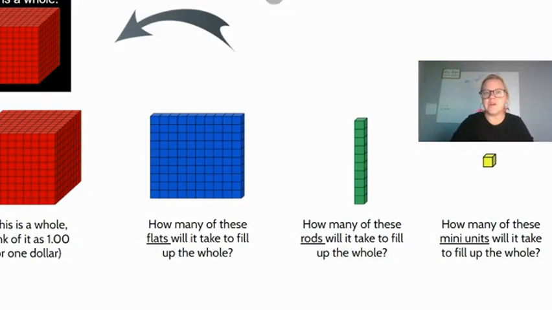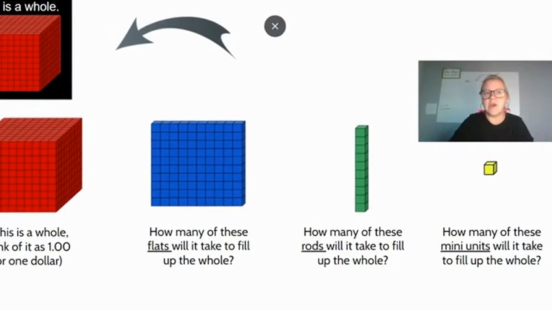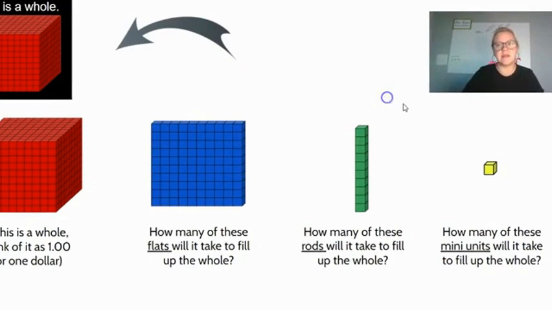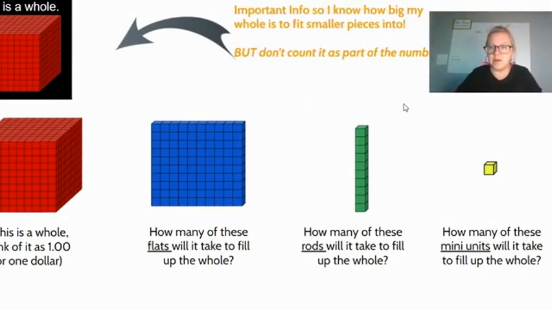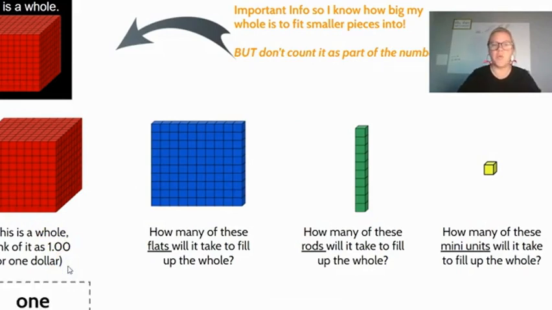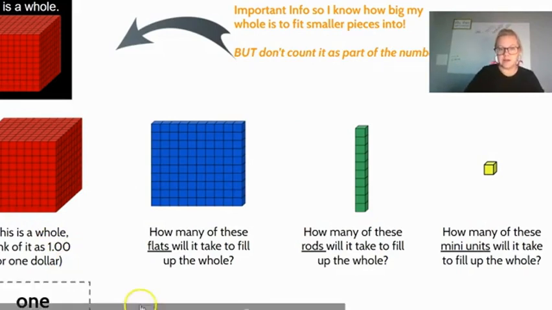So it's always important the first time that you're looking at something to look at what the size of the whole is. In this situation, in this black corner up here, it tells me that the whole we're going to talk about today is a red cube. So when I'm thinking about this, I always have to stop and look at that important information. What is the size of the whole that we're talking about here? So knowing that that one red cube is a whole, I can think of that whole as $1. Okay, one cube is $1.